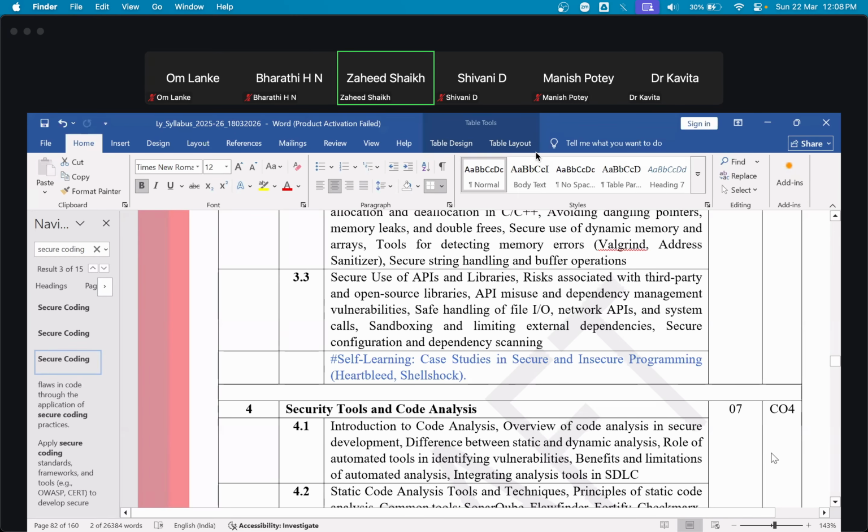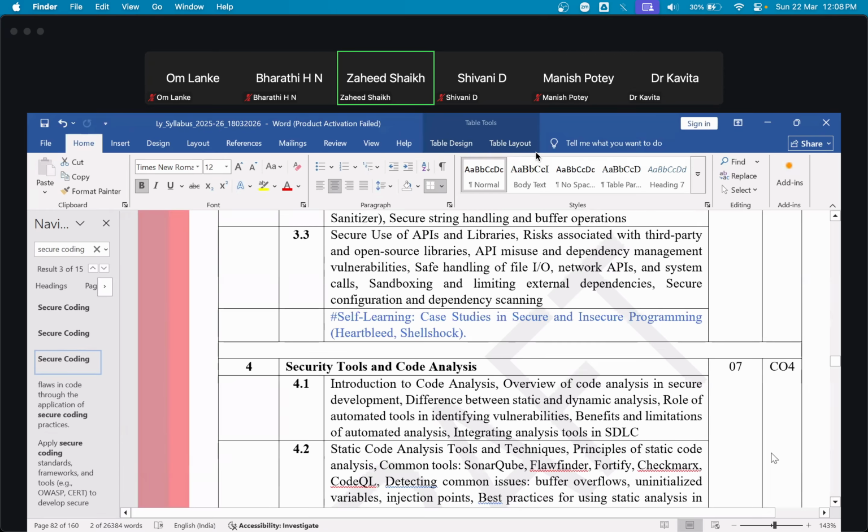What are the different risks associated with third-party and open source libraries? How do we handle the misuse of such dependencies and the challenges that they bring along with them? So safe handling of all those aspects we'll be learning in unit 3.3.